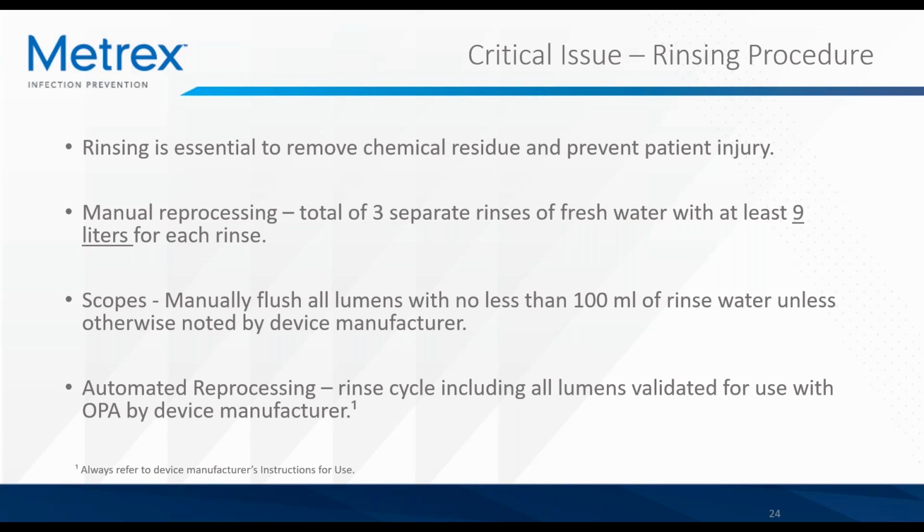There is a lot of importance placed on proper rinsing following high-level disinfection. These semi-critical devices are, as you know, making contact with mucous membrane in the body, so it's important to ensure that all chemical disinfectant residue has been thoroughly rinsed and removed from these devices to avoid patient injury. When it comes to manual reprocessing, a total of 3 separate rinses, each consisting of at least 9 liters of fresh water, is required. Special care for scopes needs to be taken to ensure all lumens are flushed with no less than 100 mL of rinse water.